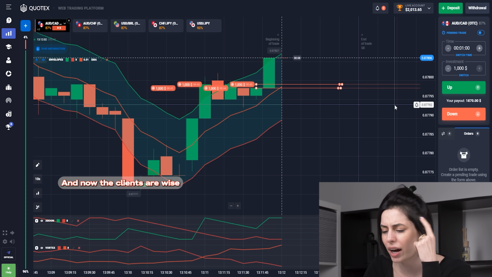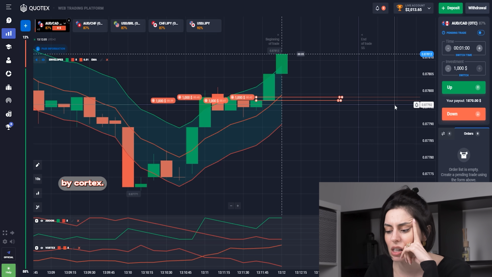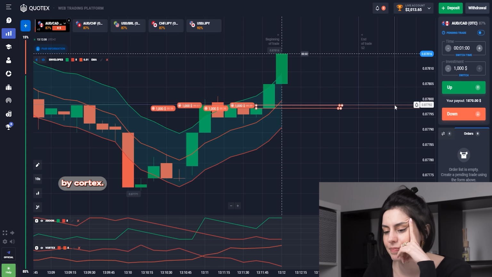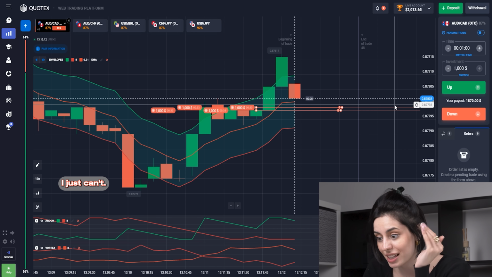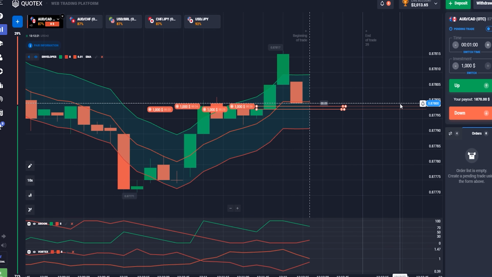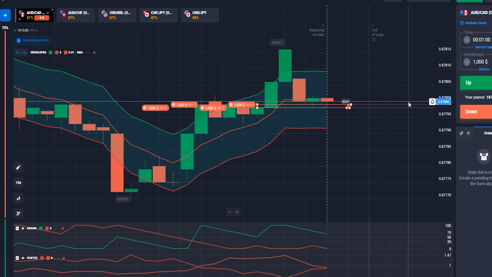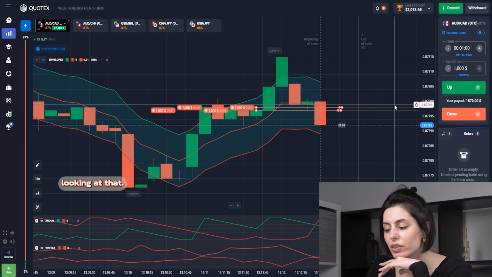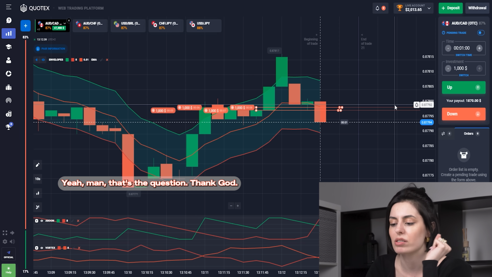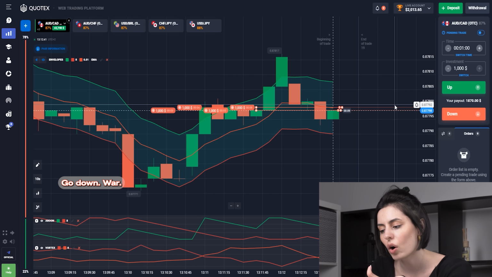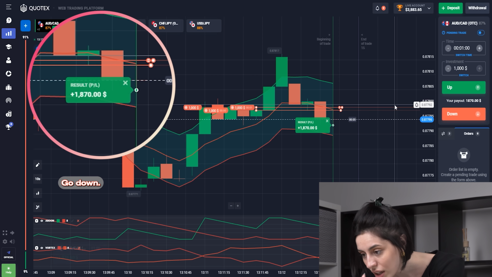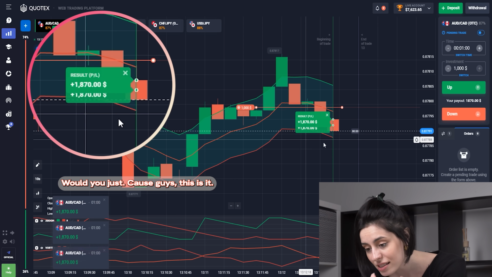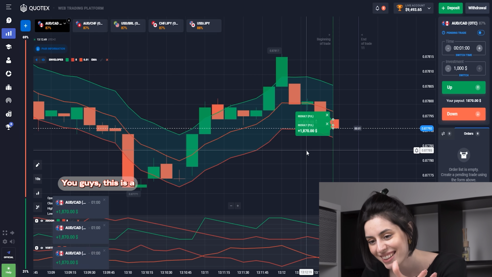And now the lines are white. Vortex, come on. Let's keep it. I just can't. Still, looking at that, yeah, now that's the crossing. Thank God. Go downward. Yes, you crossed. Go downward. You just crossed, guys. This is it. Yes, this is it.